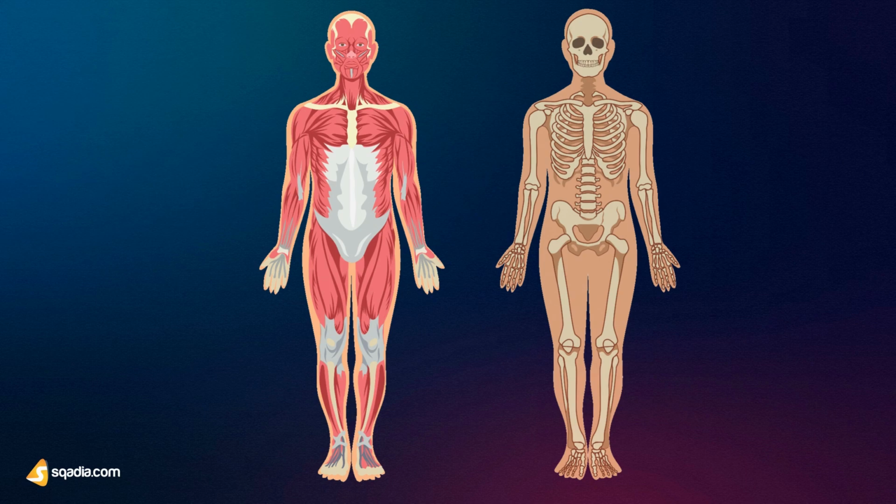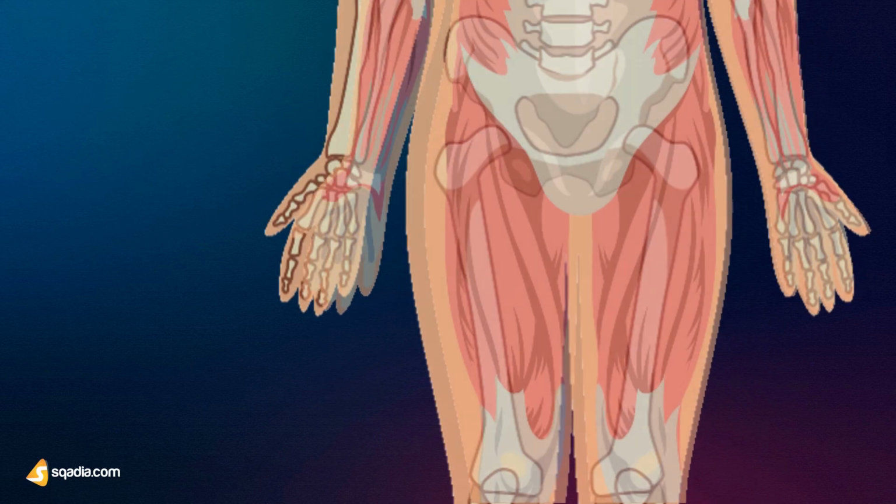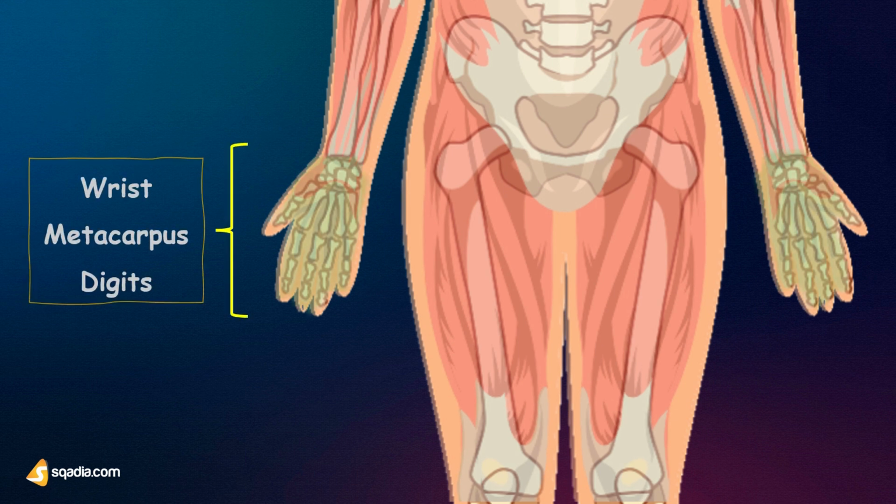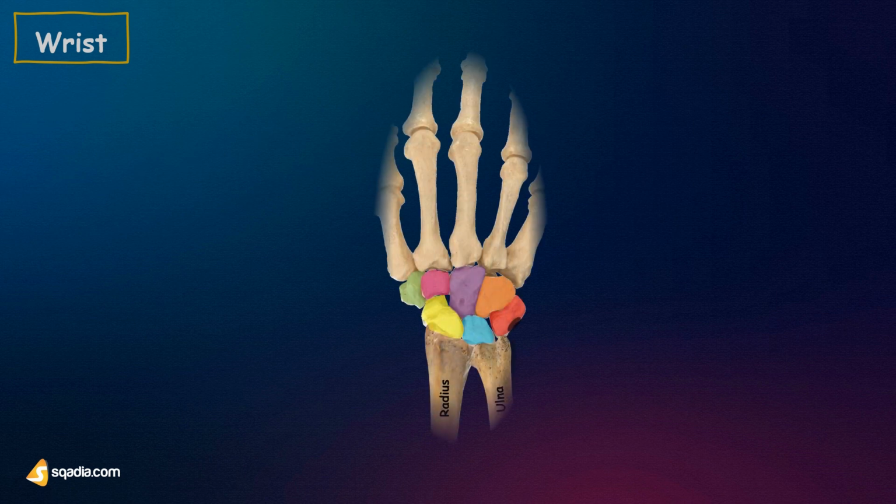The hand is the region of the upper limb distal to the wrist joint. It is subdivided into 3 parts: the wrist or the carpus, the metacarpus, and the digits, 5 fingers including the thumb. If we look at the most proximal part of the hand, we have the wrist or the wrist joint.